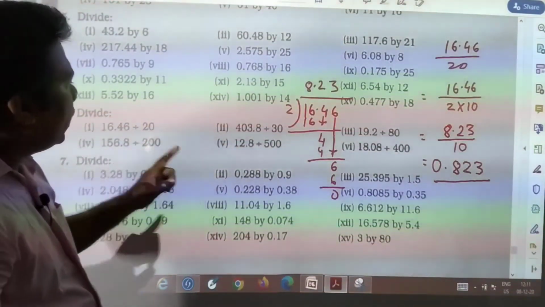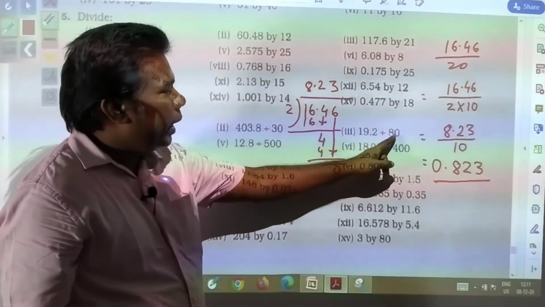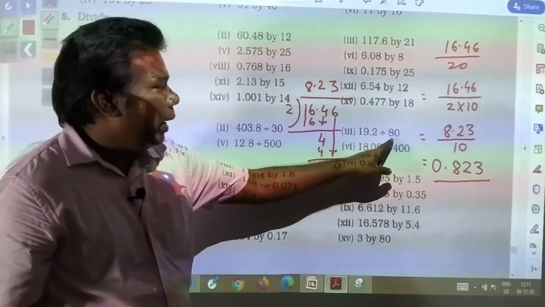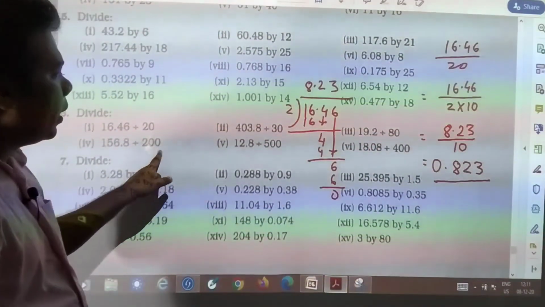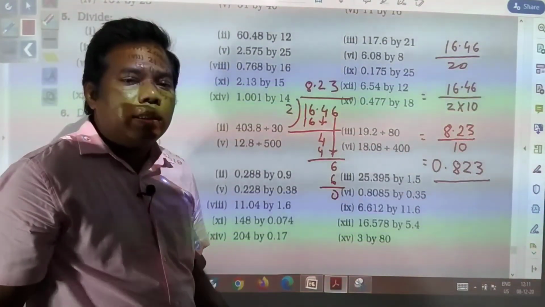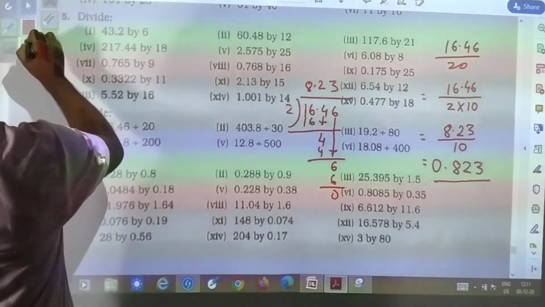Here you see 20 you have, here 30 you have, 80 you have. It should be written as 3 into 10, 8 into 10, 2 into 100, 5 into 100, 4 into 100. In this way, this is required to be written. One more question you take.